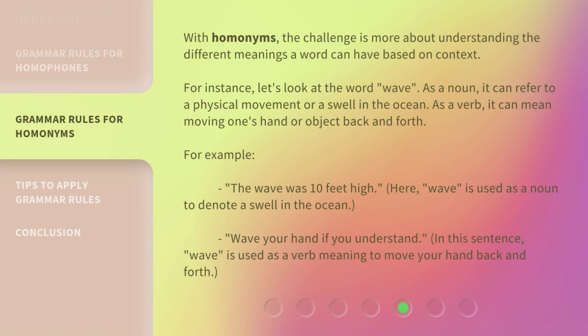With homonyms, the challenge is more about understanding the different meanings a word can have based on context. For instance, let's look at the word wave. As a noun, it can refer to a physical movement or a swell in the ocean. As a verb, it can mean moving one's hand or object back and forth.